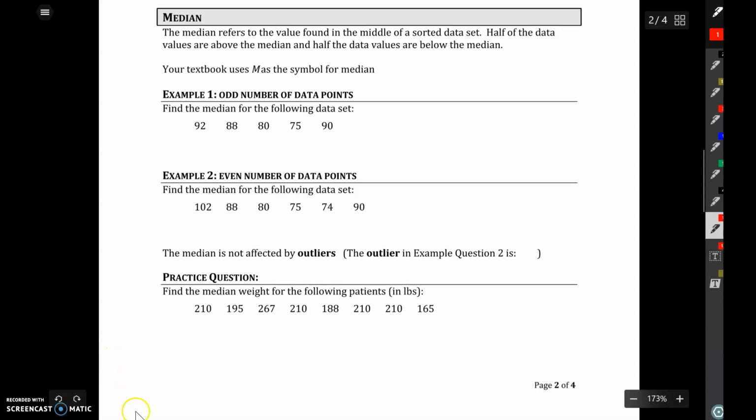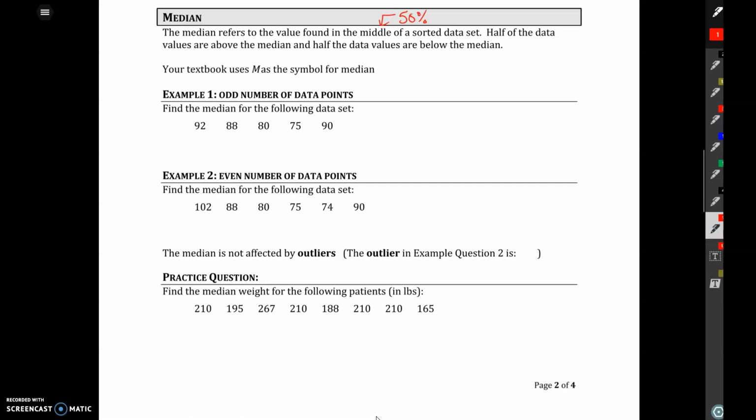The next measure of central tendency, or second statistic we're going to look at this term, is median. So median is the measure of the middle of the data set, or the 50th percentile of our data set. We're going to see that idea for median come up again in Module 7 when we talk about box plots and 5-number summaries for data sets.